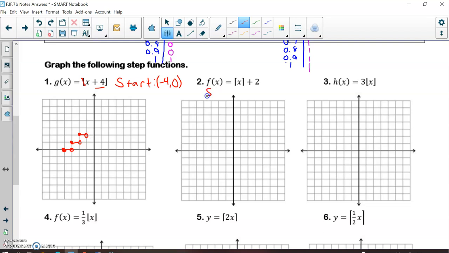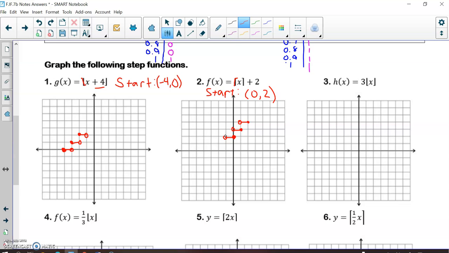So in number 2, same thing. My start is my hk value. So in this case, my h value is 0, my k value is 2. So 0, 2 is the start of my steps. My a value is 1, my b value is 1. So I go up 1 and over 1, up 1 and over 1. So these are the bases of your steps. Now this is a ceiling function, which means each step's going to open up to the left. So I'm going to start at the top one and open up to the left and draw an open dot directly above my next closed dot. So my steps look like this.